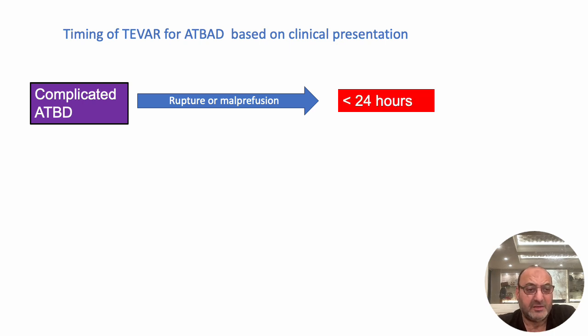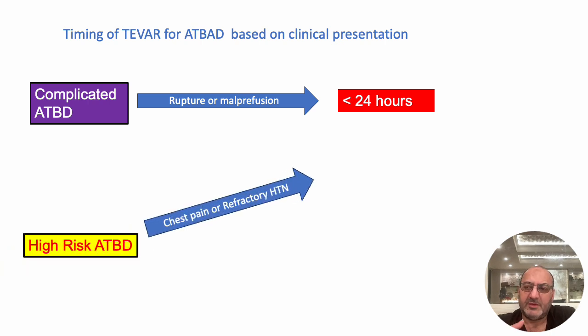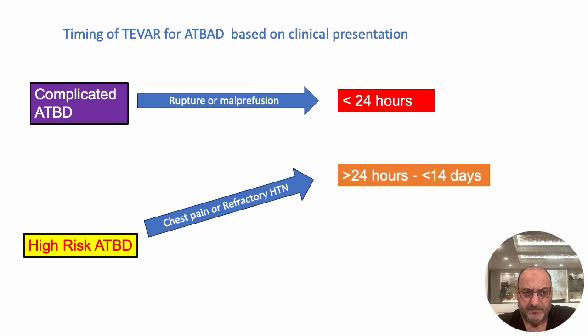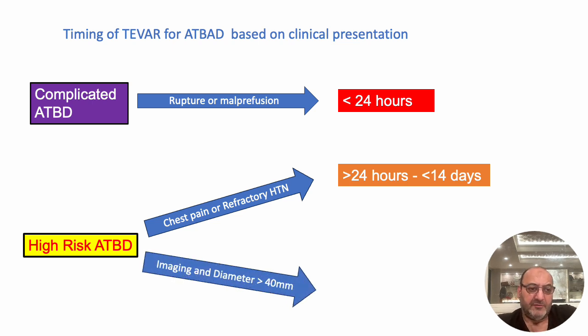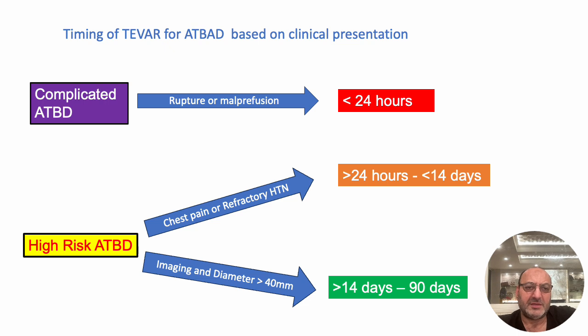Within less than 24 hours. If you have a high-risk feature, with a patient with chest pain or refractory hypertension, these patients need to be done at the same admission, which is in the acute stage of the disease. If you have radiographic features, or a diameter of more than 4 millimeters, these patients can be treated at the subacute stage, between 14 days and 90 days. And that's pretty much how we do things here in our institution.